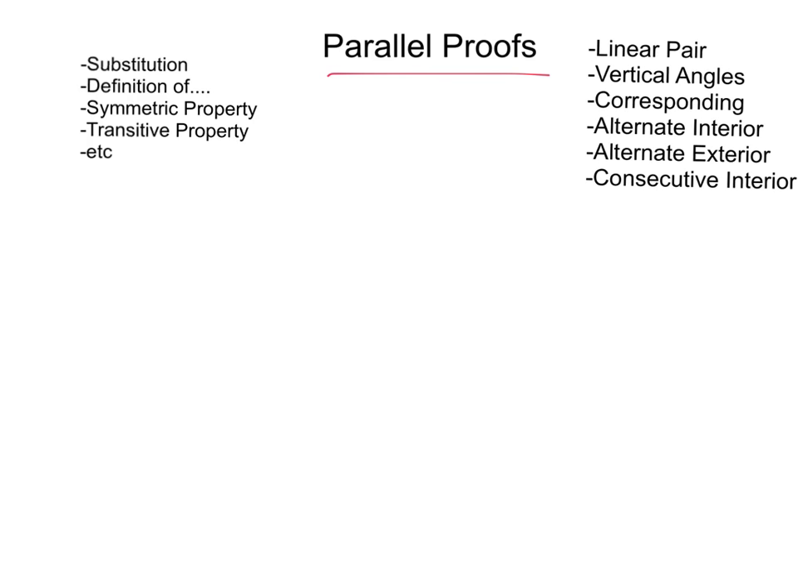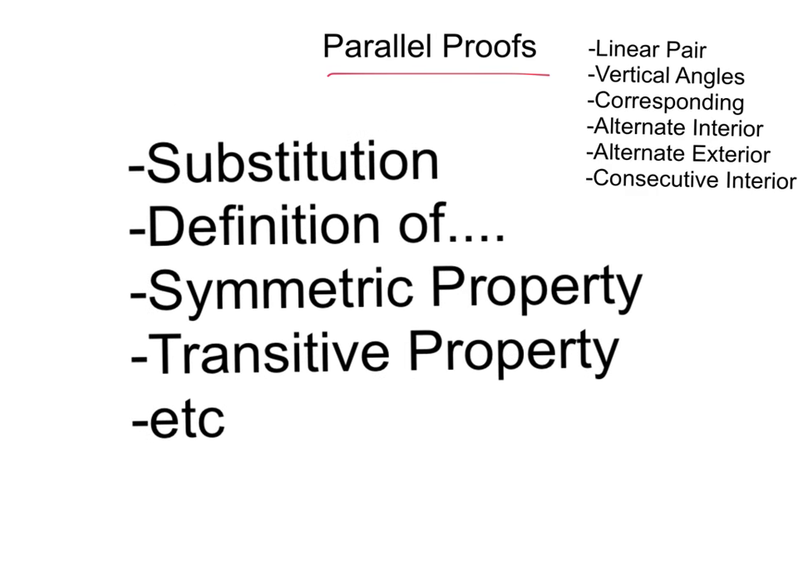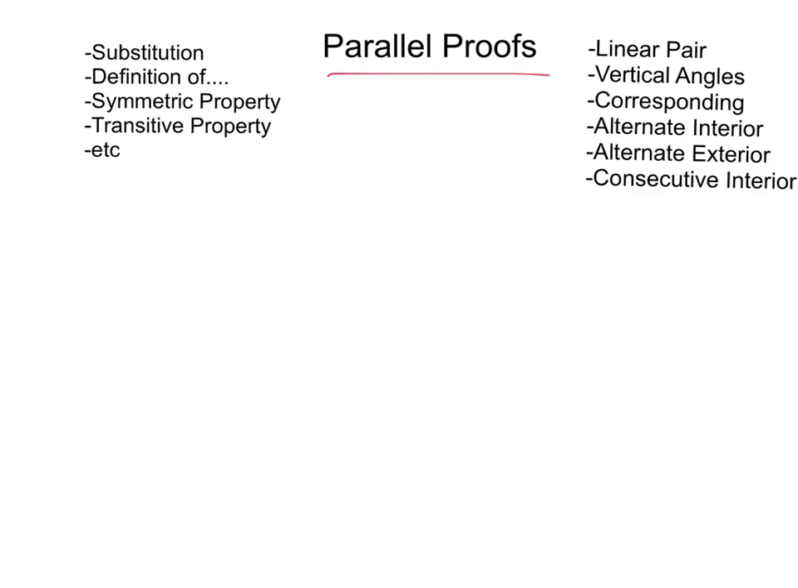In addition to this new stuff, we're going to be using some of our old stuff. We've got substitution, your definition of this or that, symmetric property, transitive property, etc., etc. The same things we've done in the past. A couple of new things that you're going to want to know is the symbols for parallel.